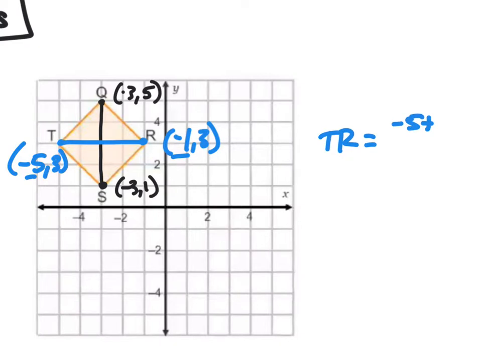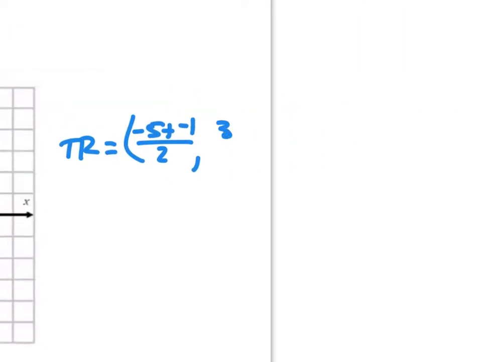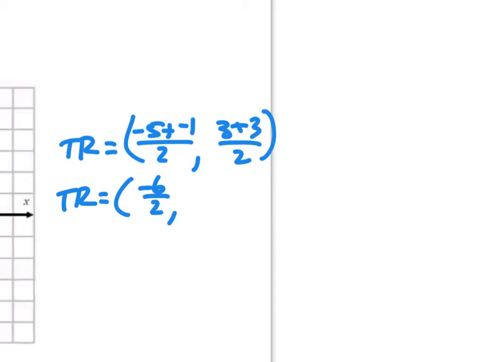Negative 5 plus negative 1 over 2, and then 3 plus 3 over 2. All right, so what we end up getting here is negative 5 plus negative 1 is negative 6 over 2, comma 6 over 2. Oh, look at that. Okay, so TR is equal to negative 3, comma 3.